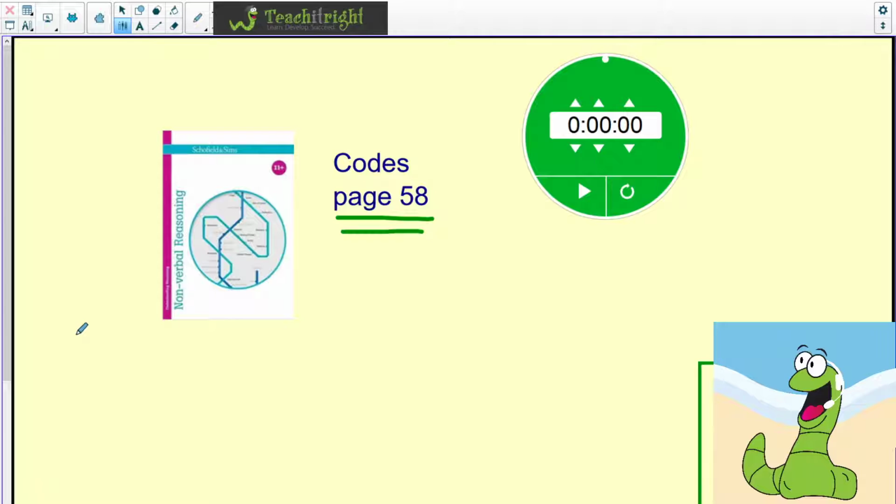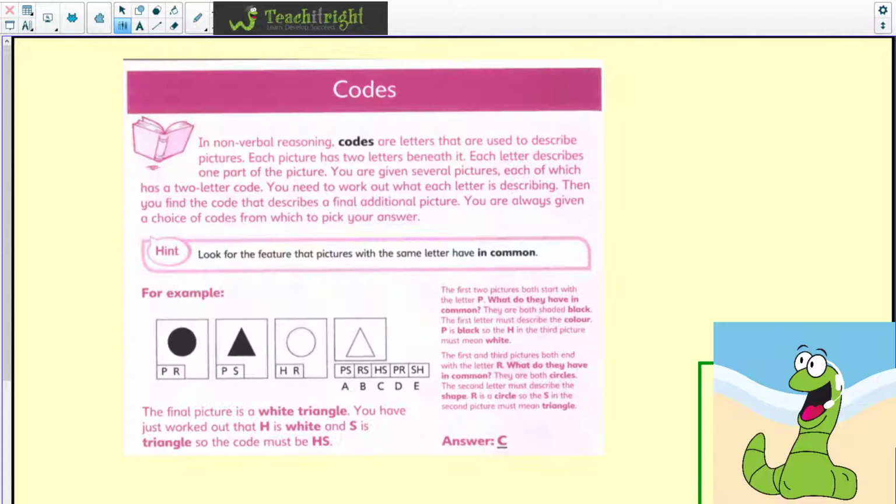Now, codes are always good fun. It's all about identifying similarities and hopefully working out the code. So hope you're feeling a little bit like a detective today, because that's how you're going to need to be. So we're going to break the codes.